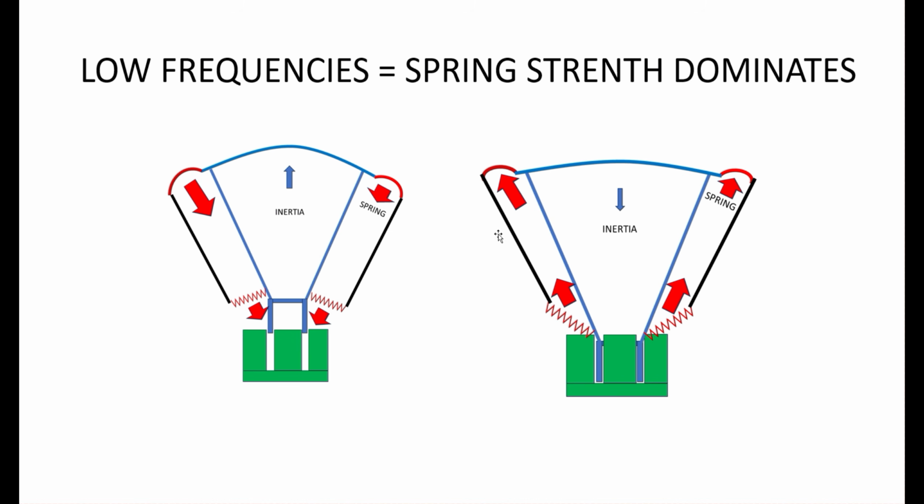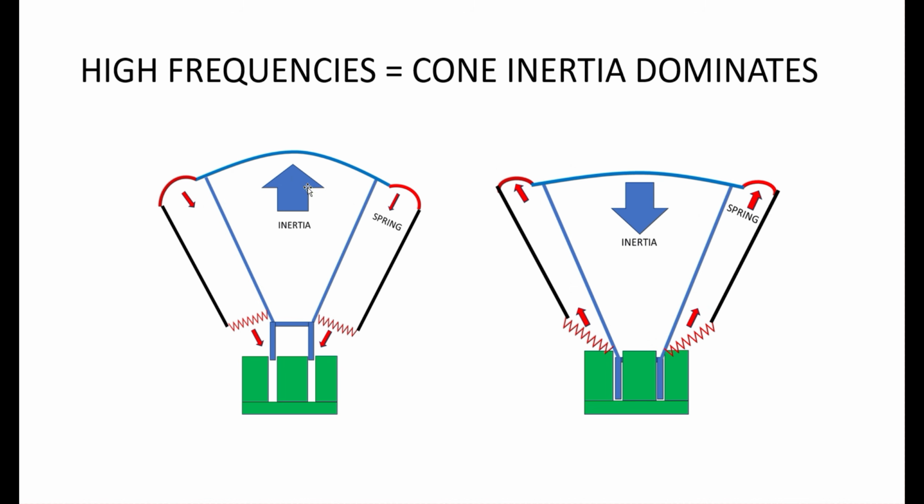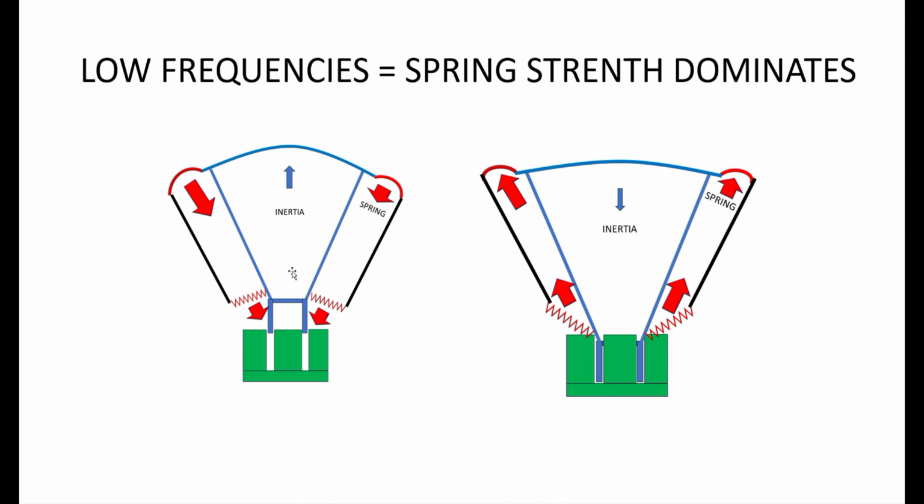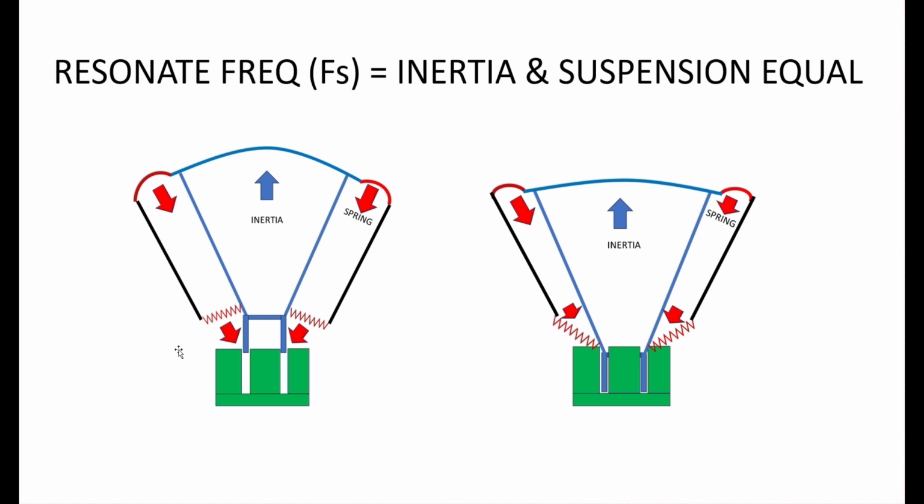So, okay, if we have inertia outweighing springs at high frequencies and springs outweighing inertia at low frequencies, what is the FS? Well, glad you asked. The FS is the point where these forces balance out. So the spring force and the inertia force are at the same level, and that happens at one specific frequency, and we call that the resonant frequency. The reason we call it the resonant frequency is because the speaker wants to resonate, right?